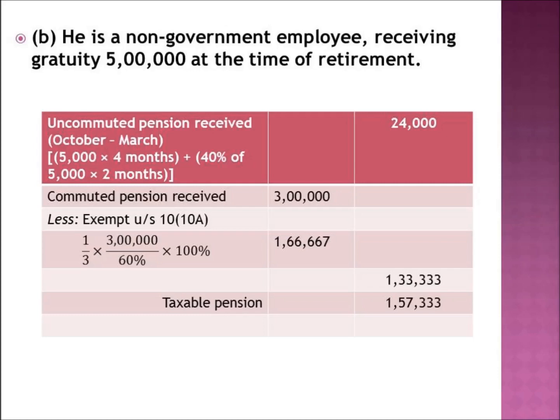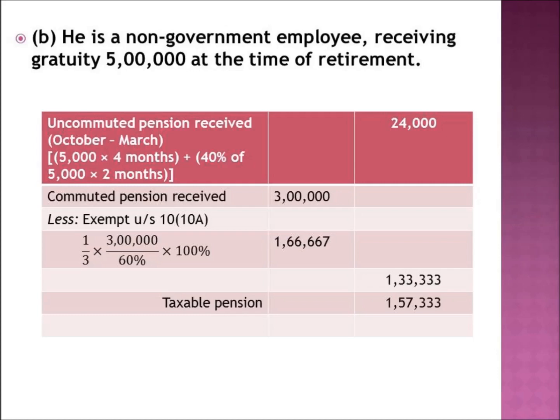And what was the commuted pension received? 3 lakh rupees. So 3 lakh minus 166,667 comes to 133,333. So this is taxable. So the total taxable pension is 24,000, that is uncommuted pension, plus 133,333, that is the taxable commuted pension after the exemption granted. So these two figures are added up to get the total taxable pension, which equals 157,333. So understood how this exemption is calculated?